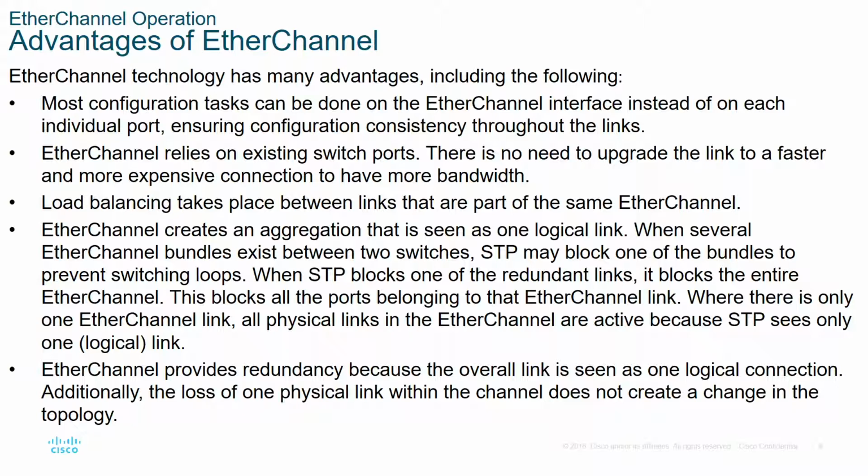When several EtherChannel bundles exist between two switches, spanning tree protocol may block one of the bundles to prevent switching loops. When spanning tree protocol blocks one of the redundant links, it blocks the entire EtherChannel. This blocks all the ports belonging to that EtherChannel link. Where there is only one EtherChannel link, all physical links in the EtherChannel are active because spanning tree protocol sees only one logical link. EtherChannel provides redundancy because the overall link is seen as one logical connection. Additionally, the loss of one physical link within the channel does not create a change in the topology.